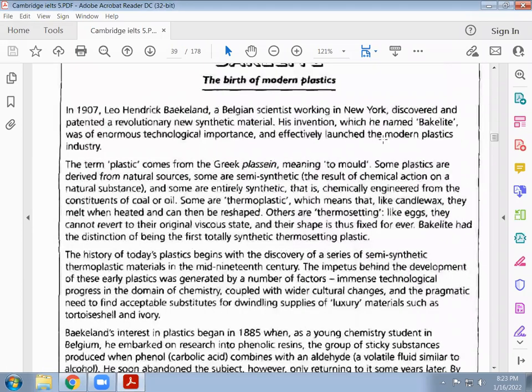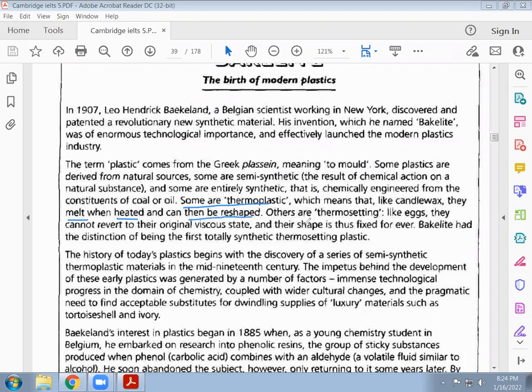So you are scanning the way you find a word in a dictionary, or you will just directly go and search the word plastic. So you can see the word plastic is written here. The term plastic comes from this and that. Some plastics are like this and that. Now we need one sentence that will give us our maximum keywords, and our keywords are plastic, melt, heat, new forms. Okay, so here some are thermoplastic, that is also some plastic, which means that like candle wax, they melt when heated and can be reshaped.